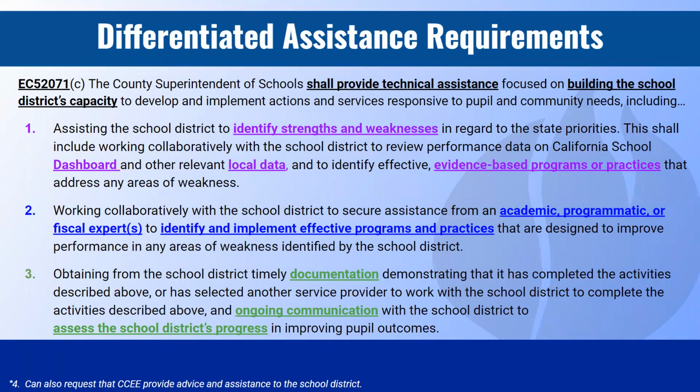Number two, county offices must work collaboratively with the school district to secure assistance from academic, programmatic, or fiscal experts to identify and implement effective programs and practices that are designed to improve performance. Number three, county offices must obtain timely documentation from the school district demonstrating that it has completed the activities described in number one and number two. This is typically done through the LCAP process. Ongoing communication continues between the COE and LEA teams with periodic check-in meetings and support services offered by the COE to the LEA.